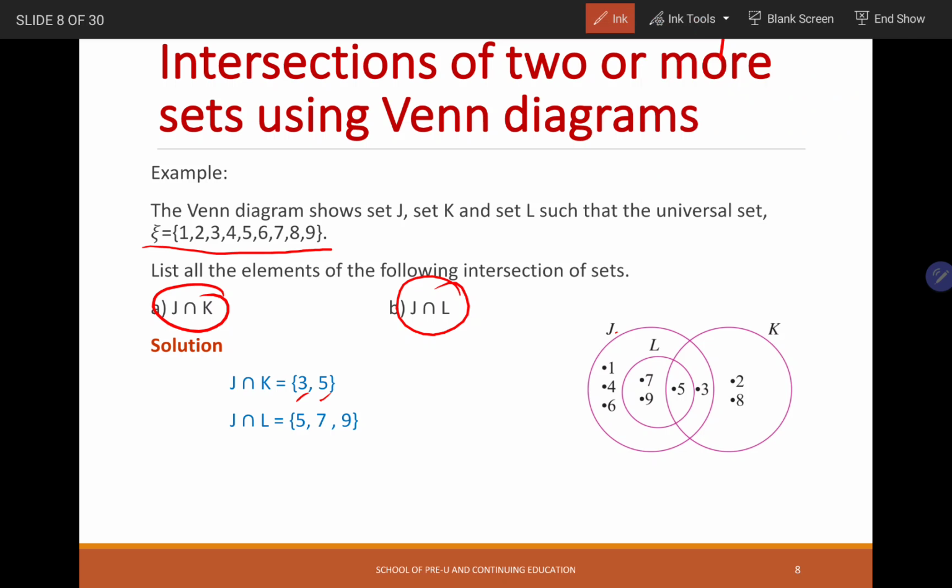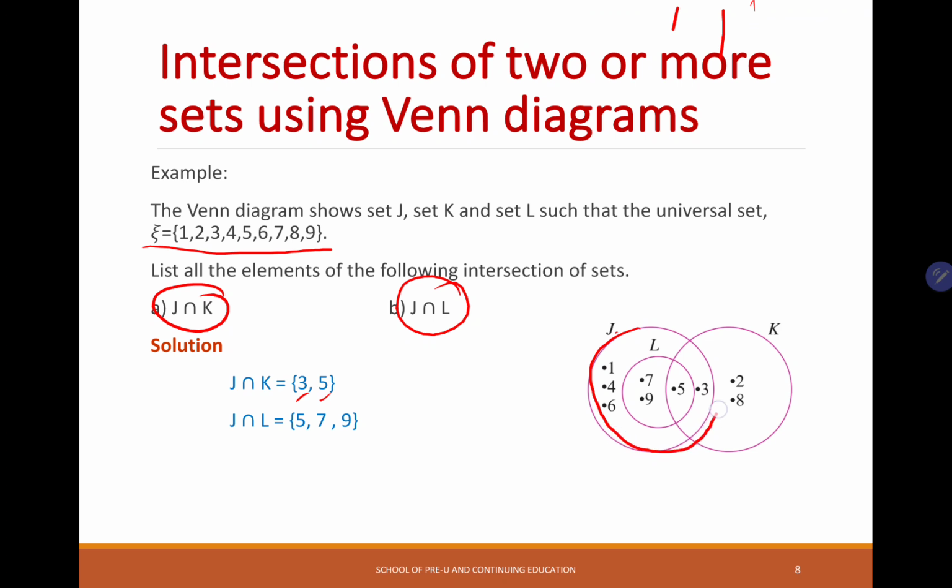Okay, for J intersect with L, we have J here and we have L inside, right? So where is the intersection? This one is J, this one is L. The part that intersects is this one. So basically the intersection is 5, 7 and 9. So we have this one.